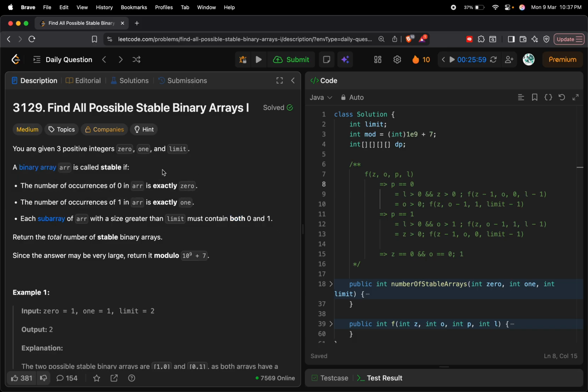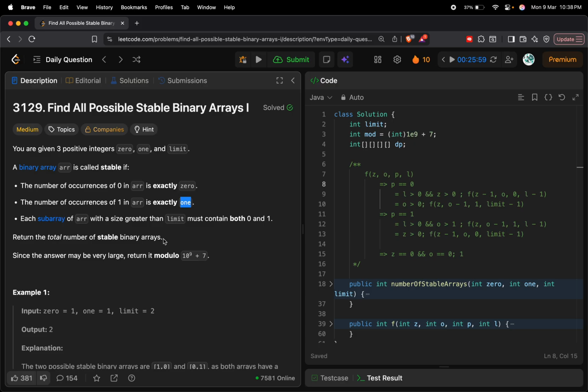I don't know why Leetcode has chosen such a naming convention. It was pretty difficult to understand. Even though they say exactly equal to zero, it's not the numerical value 0, but whatever value this variable contains, it should be exactly equal to that many zeros. Think of it as x, and this as y. The number of occurrences of 0 in the array should be exactly equal to x. The number of occurrences of 1 in the array is exactly equal to y, which is the value the variable one holds.